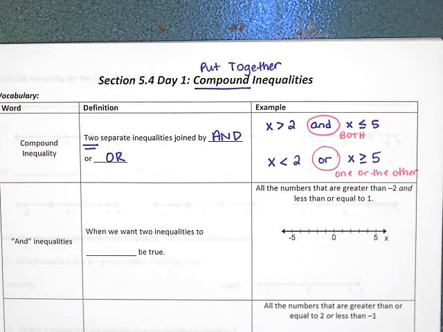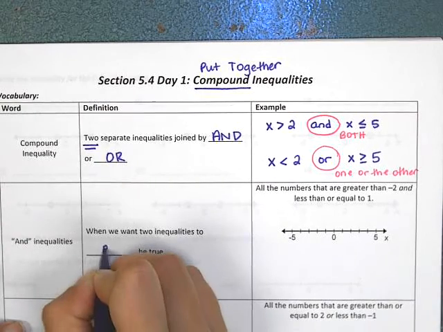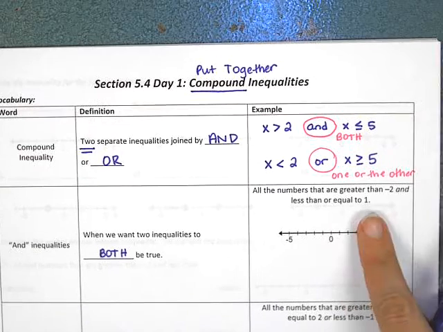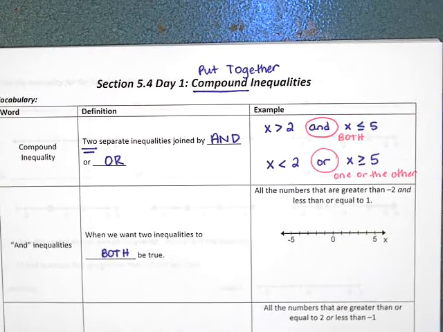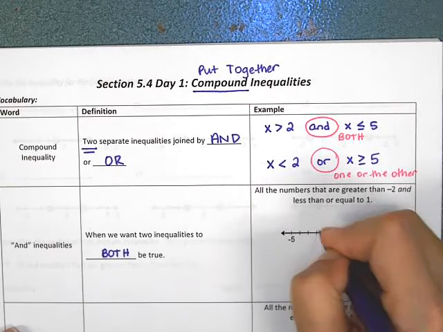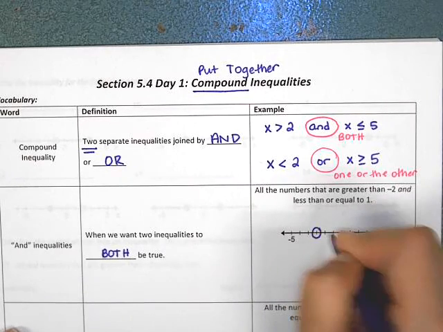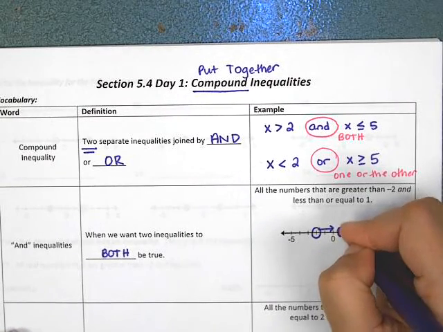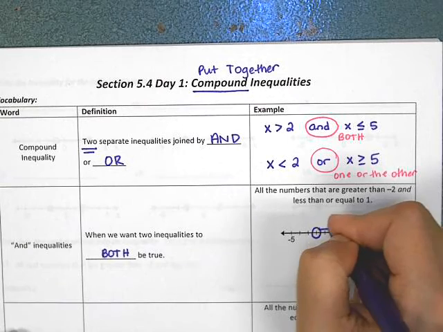So what does an and inequality look like? When we want both inequalities to be true, we call it an and inequality. An example would be like this sentence: all the numbers that are greater than -2 and less than or equal to 1. Here's how we would write this. To be greater than -2, we would put an open circle on the -2 and we would shade to the right. To be less than or equal to 1, we would put a closed circle on the 1 and we would shade to the left.